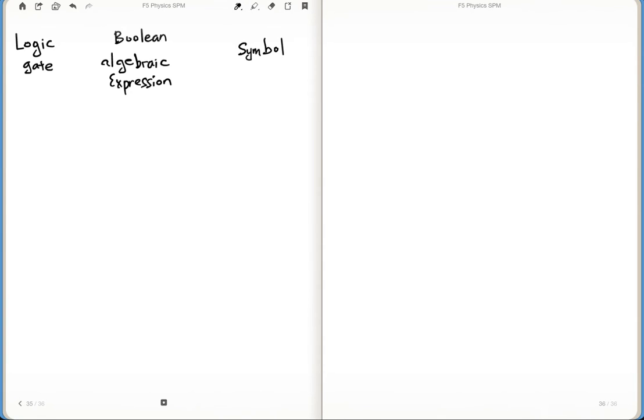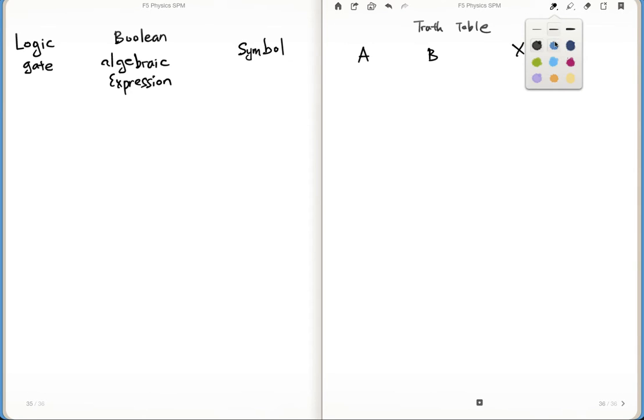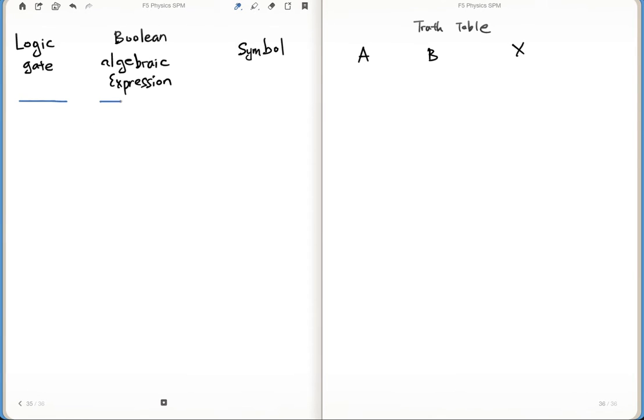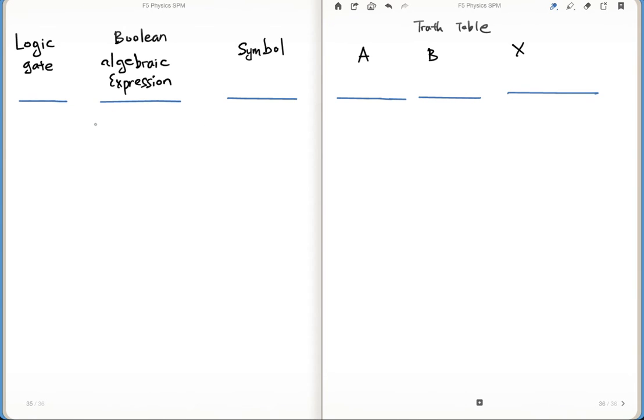Then next would be the truth table. I'm going to use across it, so the truth table. We are going to have A and B, and then the output X. The first one you need to know in SPM Physics is called the OR gate.